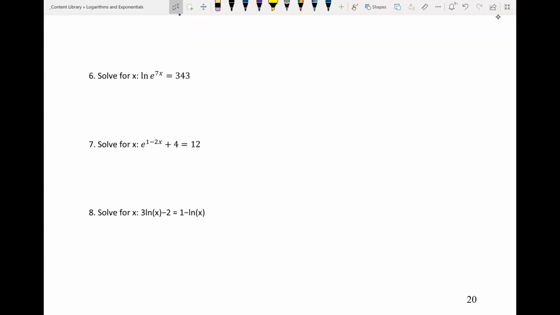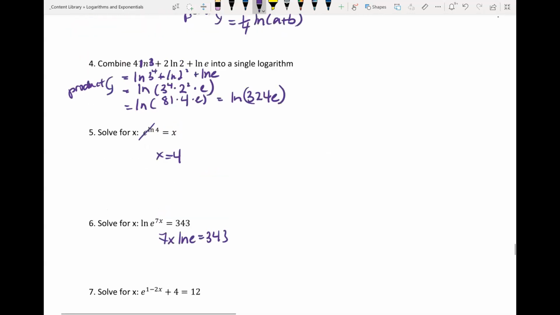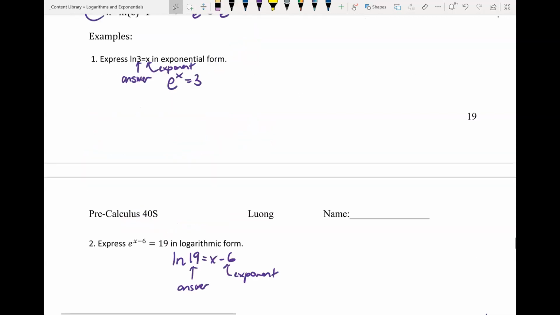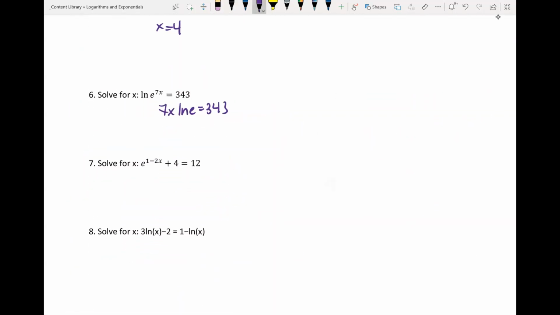For number 6, we have ln e to the power 7x is equal to 343. I'm going to bring down the 7x using the power rule. And then we know that ln e is equal to 1 according to our properties from up here, which is property number 4. So we know this is 1. So 7x is equal to 343. Divide 7 on both sides, so x is equal to 49.